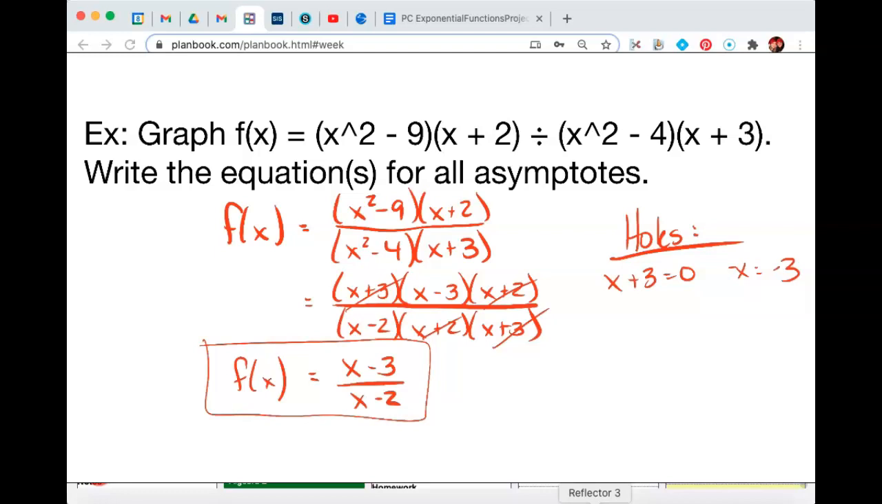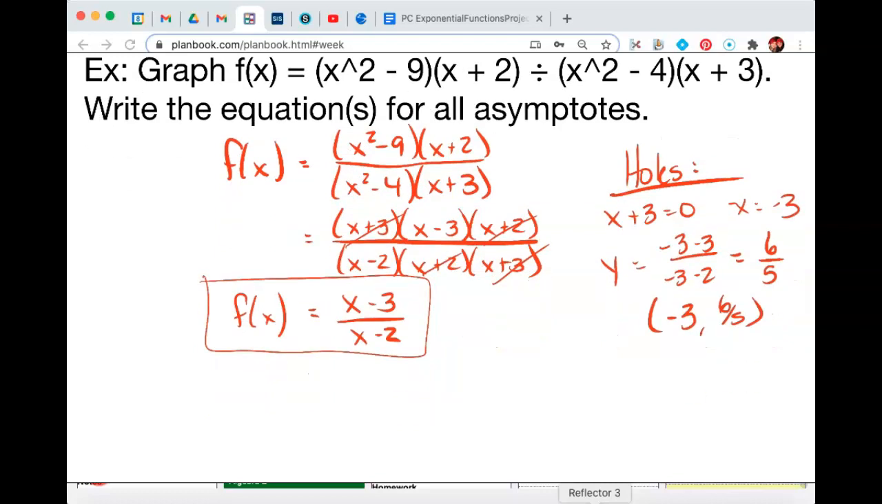Okay. Well, I want to start with this one, but so let's find the y value so I know what ordered pair has a hole. So x equals negative 3. That part I canceled out. I'm going to plug it into the very end piece. So y is negative 3 minus 3 over negative 3 minus 2. So then it's 6/5. So one hole occurs at negative 3, 6/5.